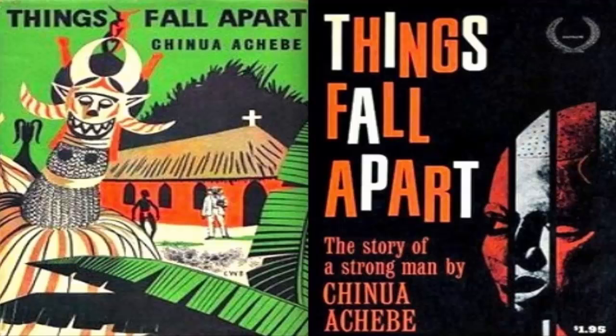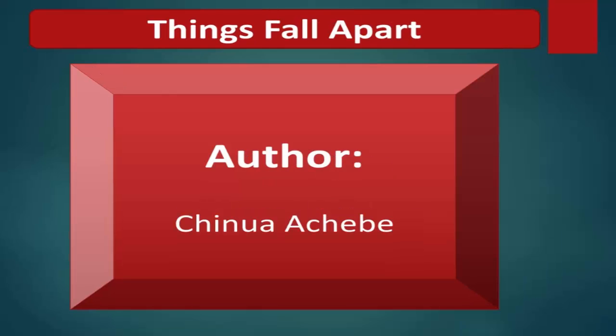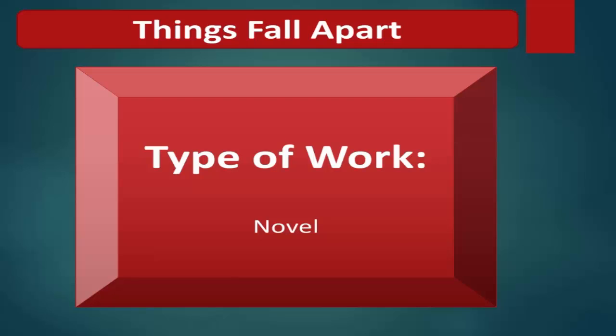And we are turning to our 7th novel, Things Fall Apart. The full title is Things Fall Apart. Author is Chinua Achebe. Listen to this carefully. So you have to pronounce it like this: Chinua Achebe. Type of work, it's a novel.